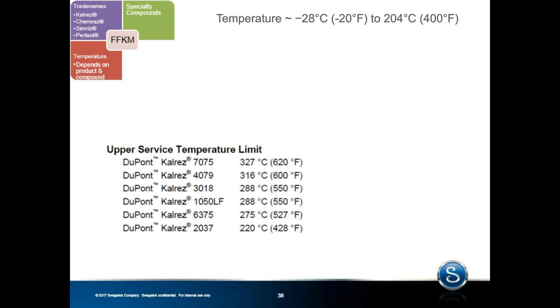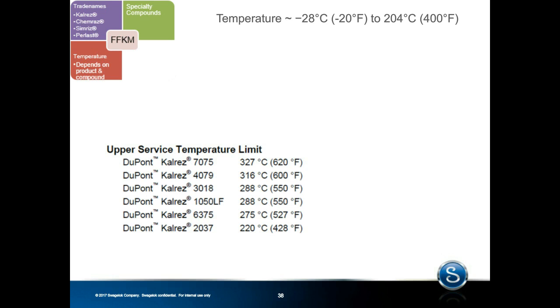Another thing that I'd like to explain to you about data sheets is you'll see that the upper service temperature limit on data sheets is often much higher than the product rating. The reason for that is because the thermal expansion for FFKM is 3 times the rate of thermal expansion for any of the other elastomer materials. This can create great problems when you're using the same O-ring groove in a product and limits the upper use.